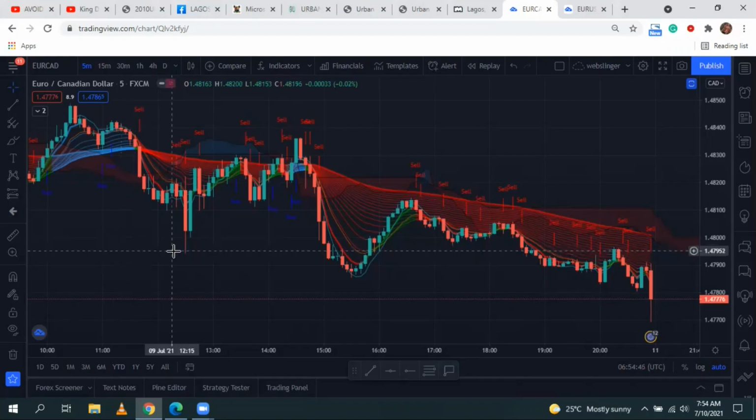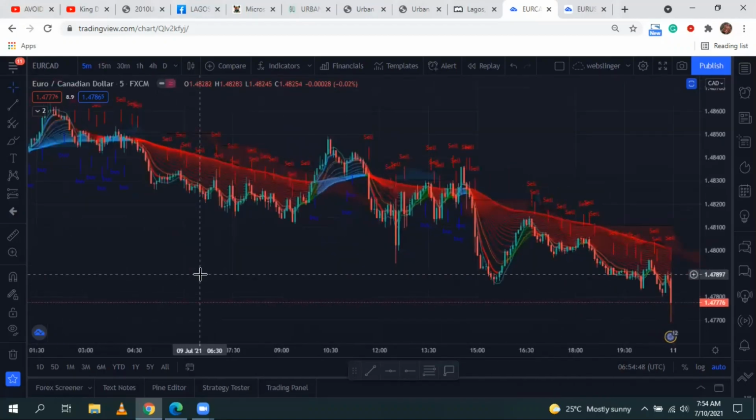So the Webslinger is a trend following strategy. It's only good when you have either a good uptrend or a downtrend. It's not for a consolidating market. It's for a trending market, when one currency is really stronger than the other currency. When you see a very heavy downtrend, a downflow of the market, that's when the Webslinger is very effective.